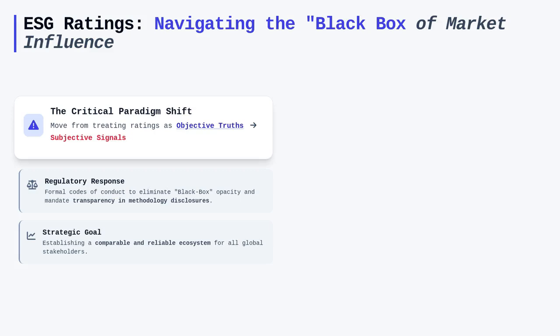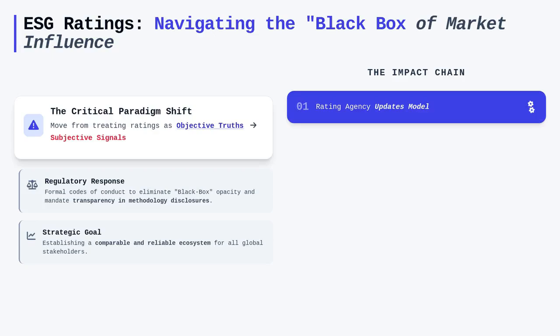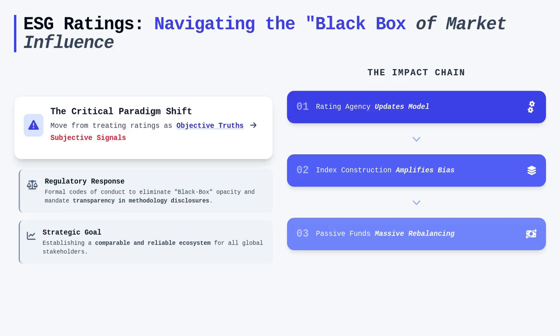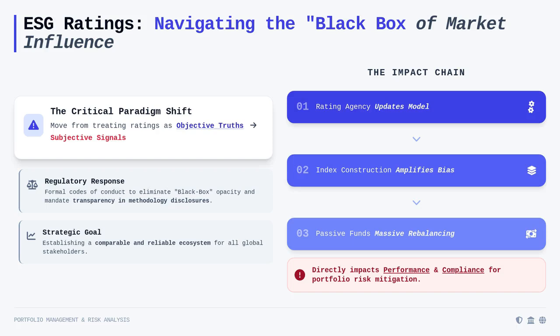As you navigate these frameworks, you will notice that the index construction industry relies heavily on these ratings to build sustainable funds, which further amplifies the impact of any methodological bias on capital flows. When a specific ESG rating agency changes its scoring model, it can trigger massive rebalancing events in passive investment products, demonstrating just how much influence these private entities exert on market dynamics. Understanding this mechanics is vital for any professional involved in portfolio construction or risk mitigation, as it directly impacts both performance and compliance.